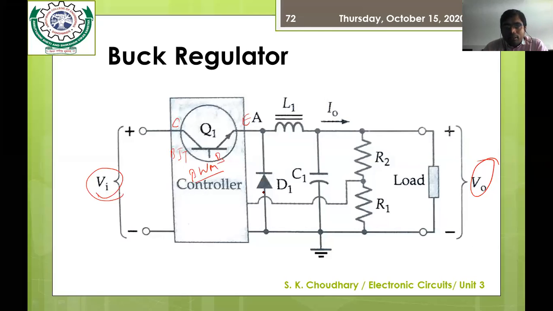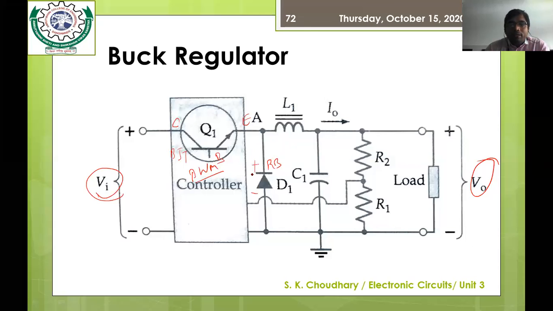And there is a diode. It is connected in such a way that its cathode is connected to the emitter terminal of this transistor, or switching device. At the first instant, when your transistor is turned on, the cathode end is positively charged and the anode is negative, which means it is reverse biased.